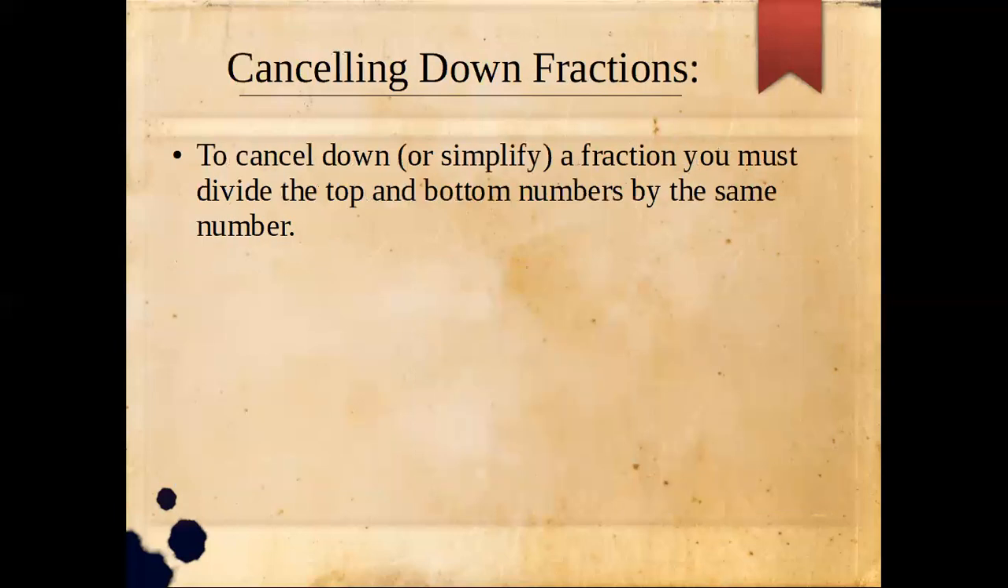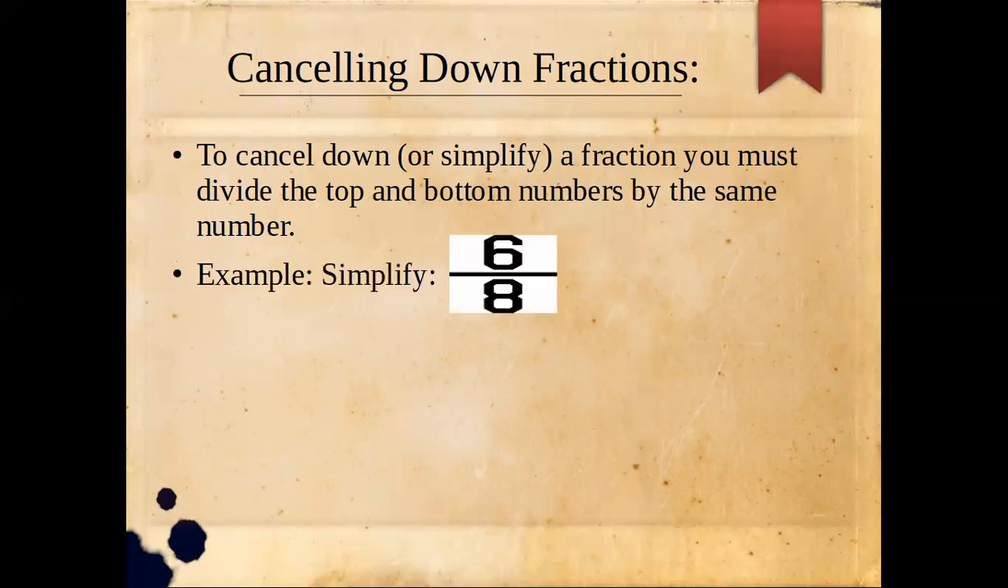Cancelling down fractions. To cancel down or simplify a fraction, you must divide the top and bottom numbers by the same number. So here's an example. Try it yourself. Pause the video and have a go. Remember that you need to divide the top and bottom numbers by the same number, and you keep going until they can't both be divided by the same number.